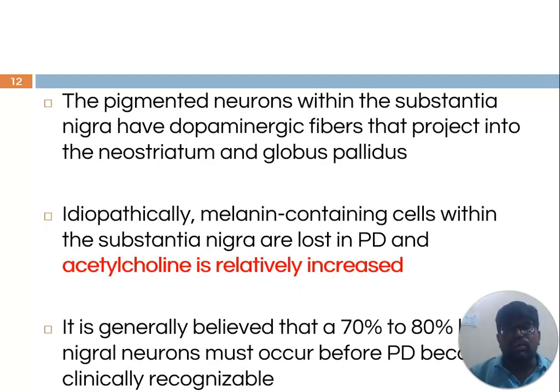One more important parameter: whenever dopamine synthesis gets affected because of dopaminergic neuron damage, slowly the melanin containing cells in the substantia nigra may also get damaged. Because of the damage of these melanin cells, there is a possibility of increased acetylcholine levels. Increased acetylcholine is another parameter for the occurrence of tremors or rigidity. That's why in management also we will go with anticholinergics to control that.